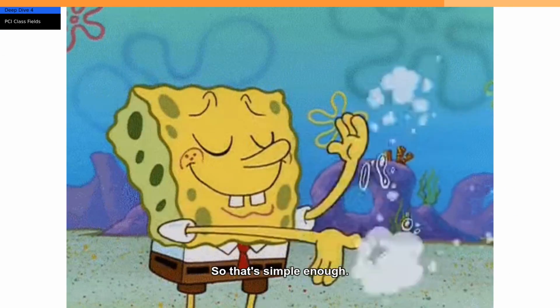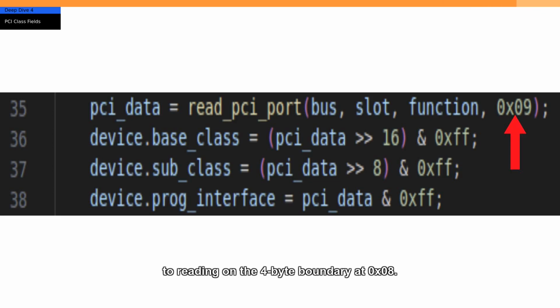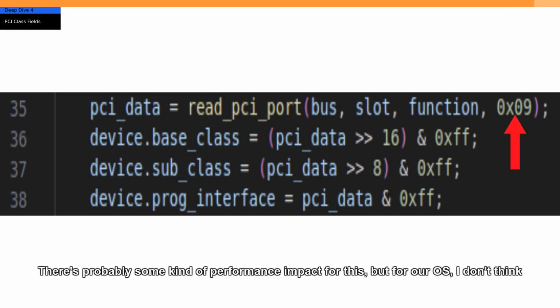So that's simple enough. We can parse those fields with this snippet of code. I cheated a little bit by reading with offset 0x09 to save some bit shifting, as opposed to reading on the 4-byte boundary at 0x08. There's probably some kind of performance impact for this, but for our OS, I don't think it matters.